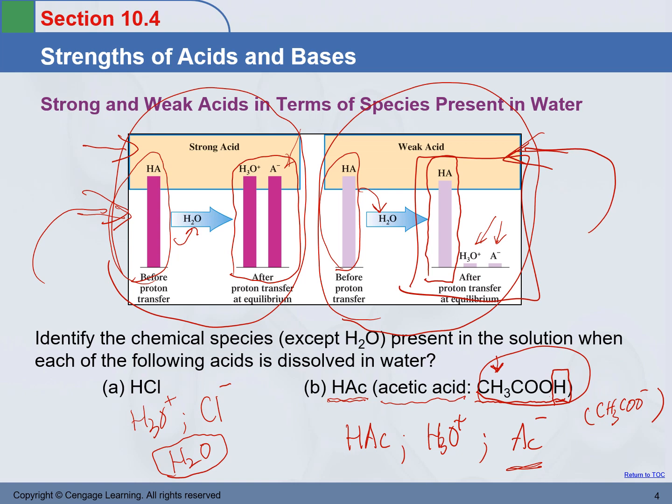Out of the 3, they can also ask you which one is in the greatest amount. You know the molecules. For the weak acid, the molecules are in the greatest amount compared with hydronium ion, compared with acetate ion. Again, there are water molecules. Water molecules will be the one in the greatest amount. However, it says except water, ignore it.